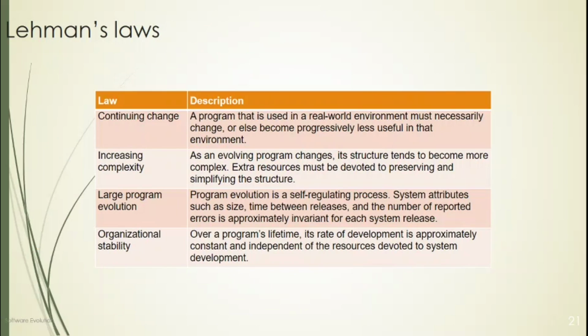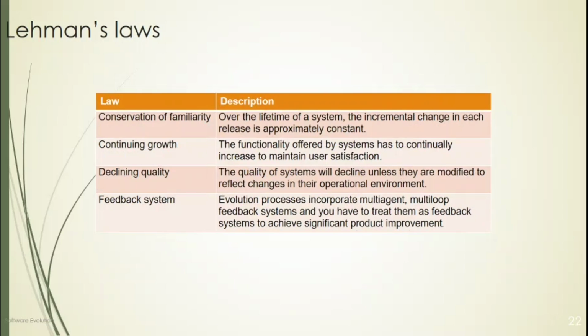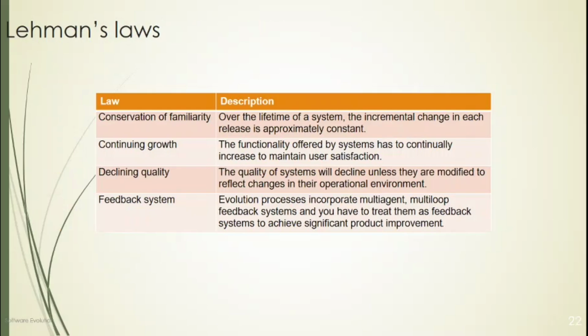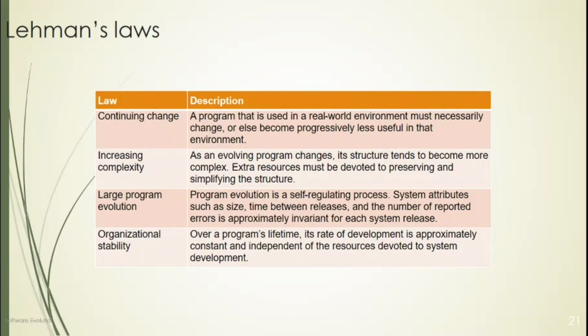So Lehman's laws of program evolution, there are around 4 plus 4, 8 laws. So we'll see one by one the importance of each particular law. The first law states that system maintenance is inevitable. The first law states that continuing change, or system maintenance, is an inevitable process.